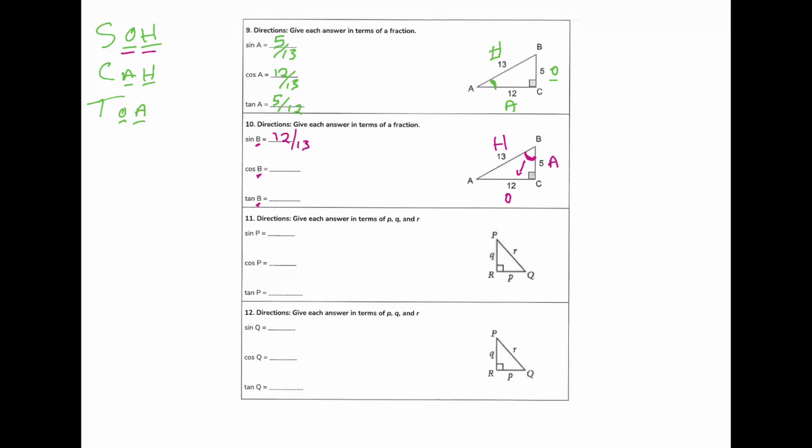Cosine is going to be adjacent over hypotenuse. So 5 over 13. And tangent is going to be the opposite over the adjacent. So 12 over 5. You do want to make sure that you reduce the fractions, but otherwise you can leave them as improper fractions. So 12 over 5 is just fine.